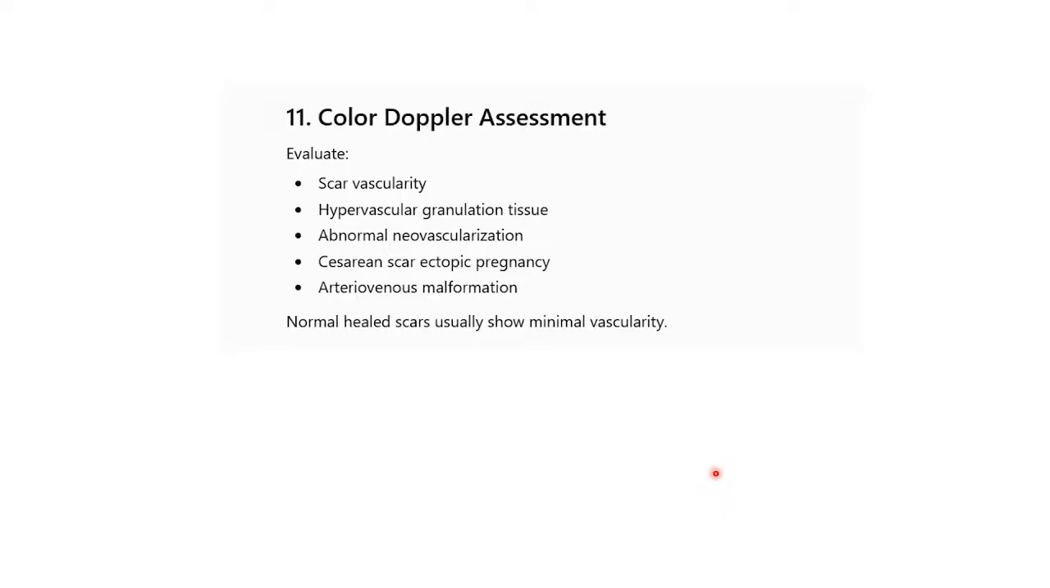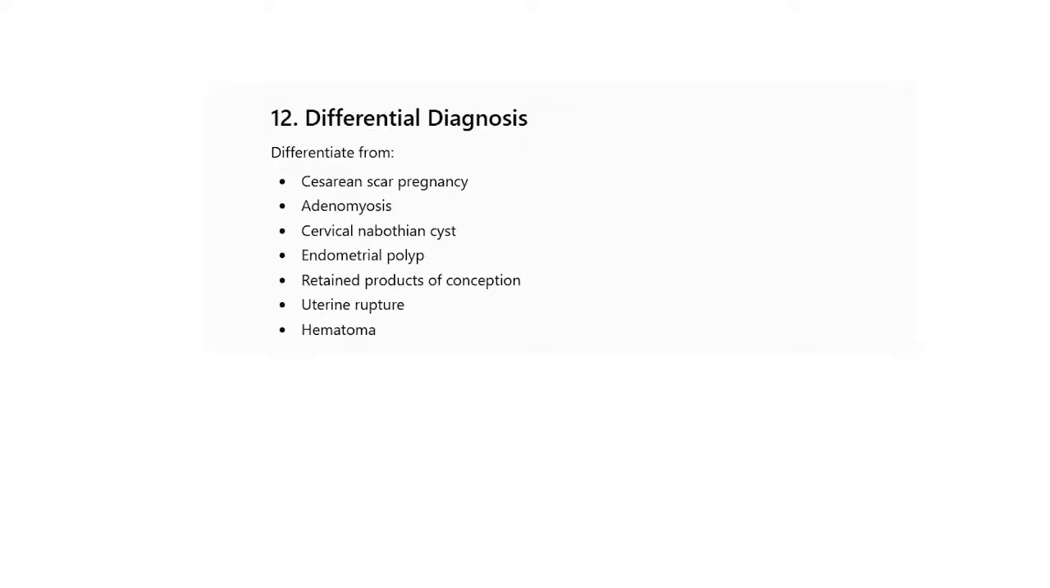So, color Doppler assessment evaluates scar vascularity: hypervascular granulation tissue, abnormal neovascularization, cesarean scar ectopic pregnancy, arteriovenous malformation. Normal healed scars usually show minimal vascularity. So the differential diagnosis: cesarean scar pregnancy, adenomyosis, cervical Nabothian cyst, endometrial polyp, retained products of conception, uterine rupture, or hematoma.